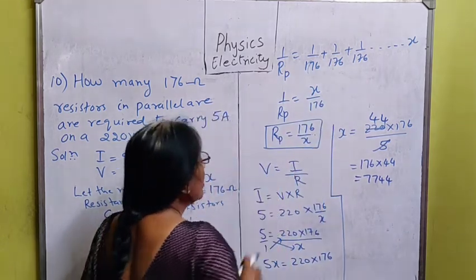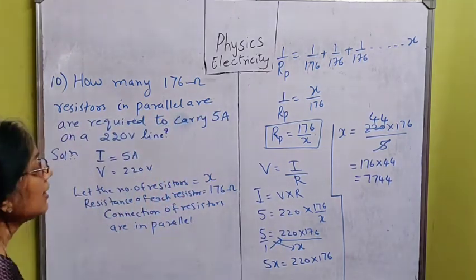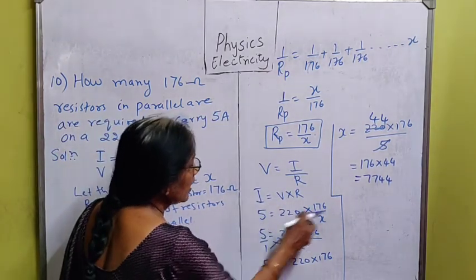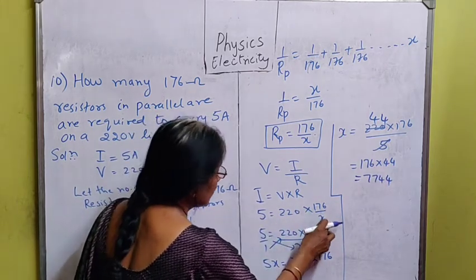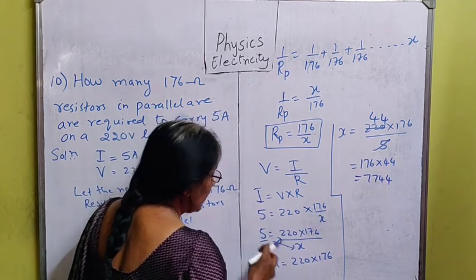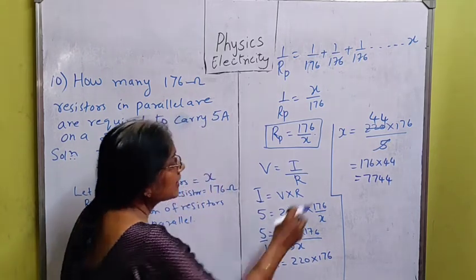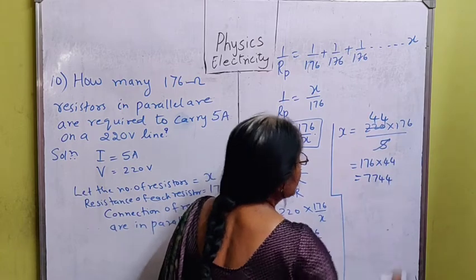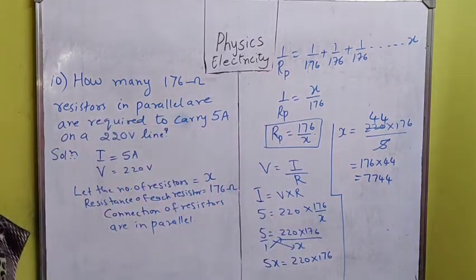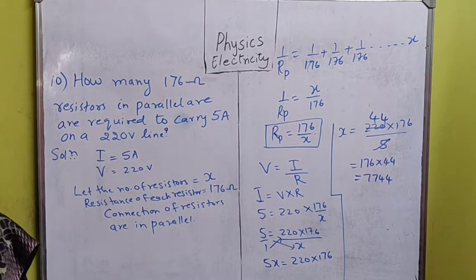So we have V is equal to I into R. So 5 is equal to 220 divided by 176 by X. So what we will get? 5X is equal to 220 into 176. So X is equal to this, 5 will cancel, 4 we multiply, 7744. That is your answer. So understood how to do the sum?